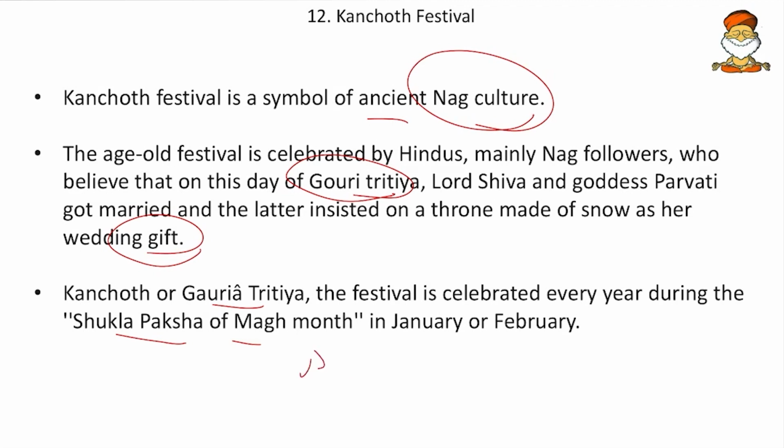So remember Magh, that means Pushya, Magh, Phalguna. So all these three months will come around the January, February months of the Gregorian calendar. So friends, this is how you have to do the critical observation. When you start linking your concepts, your memory will be enhanced.